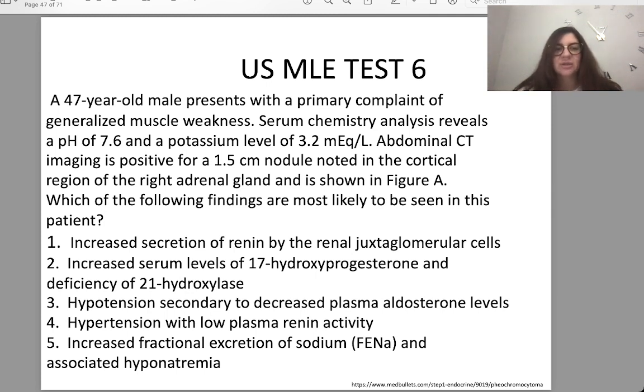Option 1, increased secretion of renin by renal juxtaglomerular cells. Second, increased serum levels of 17-hydroxyprogesterone and deficiency of 21-hydroxylase. Third, hypotension secondary to decreased plasma aldosterone levels. Fourth, hypertension with a low plasma renin activity. And fifth, increased fractional excretion of sodium and associated hyponatremia.